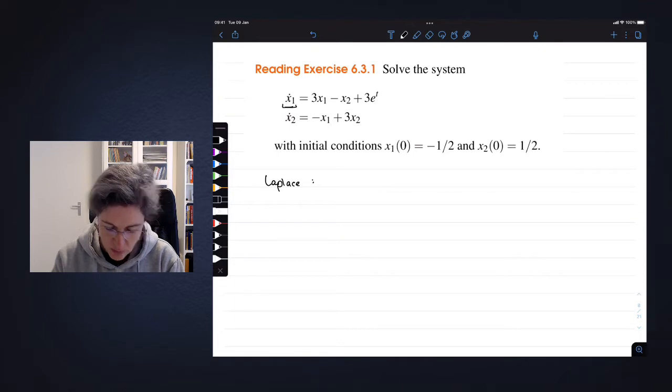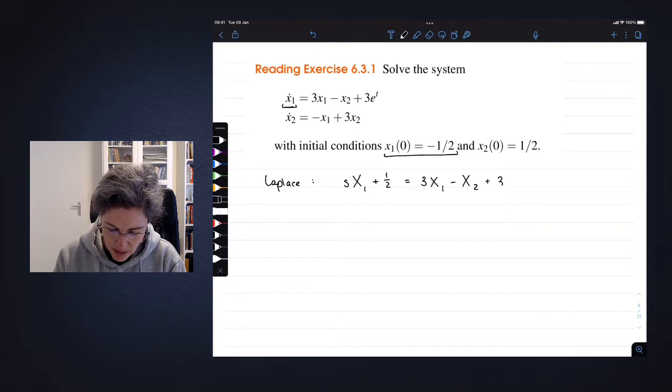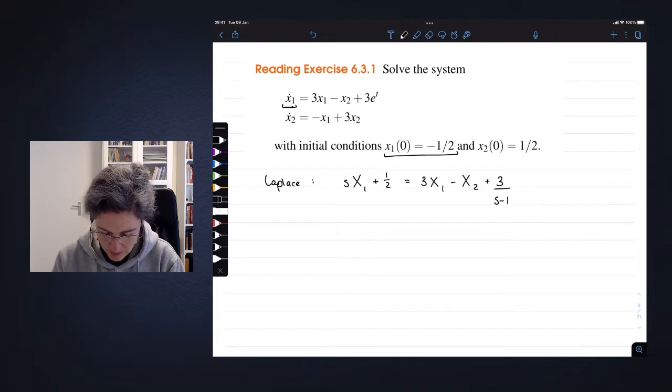So the Laplace transform of the first derivative of x1 will be s times the Laplace transform of x1 minus the value of x1 at time t equals 0, which is a half, so that's going to give us plus a half. And then on the right hand side we have 3 times the Laplace transform of x1 minus the Laplace transform of x2 plus 3 times the Laplace transform of e to the t, which is just 1 over s minus 1. So this is going to give us a 3 over s minus 1. So that was our first equation.